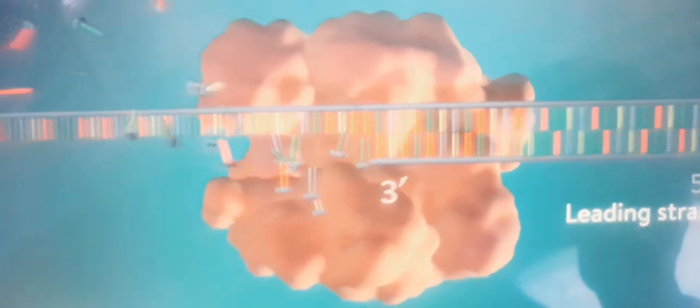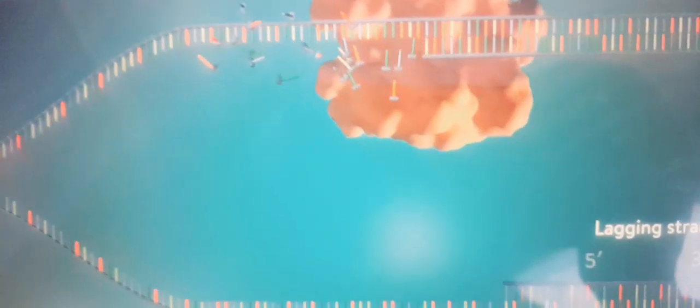One of the new DNA strands will form the leading strand, and it is made continuously. The second one is the lagging strand, which cannot be made in a continuous way because it runs in the opposite direction. So this strand is made of chunks called Okazaki fragments.